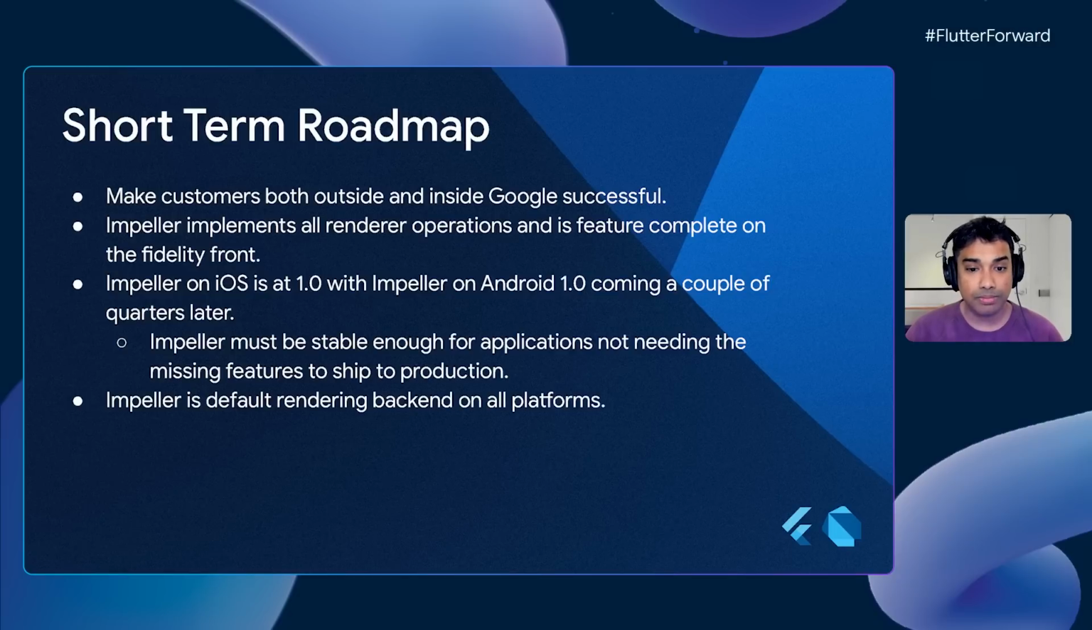We'd like to call the Impeller effort on iOS at 1.0 soon, with the Android effort reaching the same stage a couple of quarters later. To the team, 1.0 means that we are confidently able to recommend that Impeller be the default on the platform. The goal is to be the default everywhere.